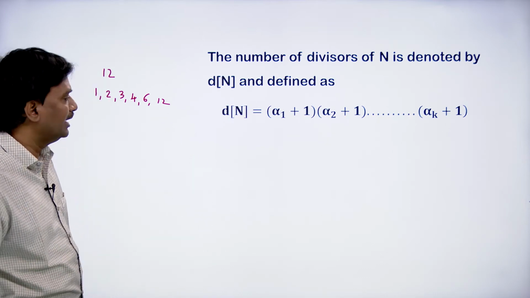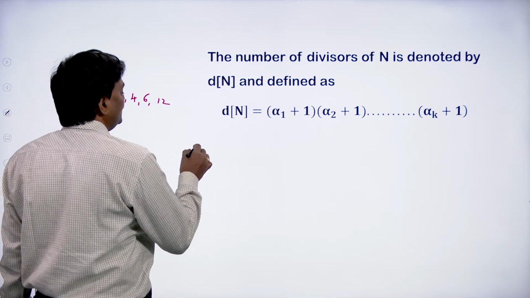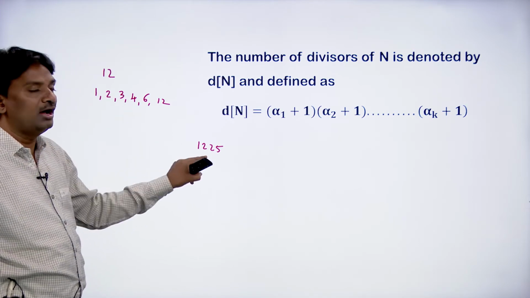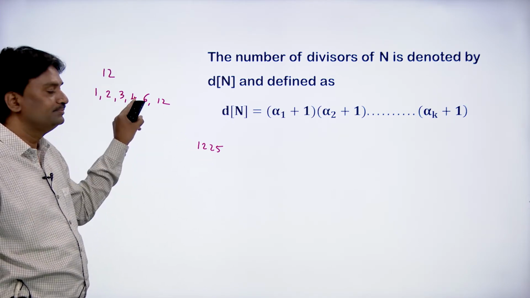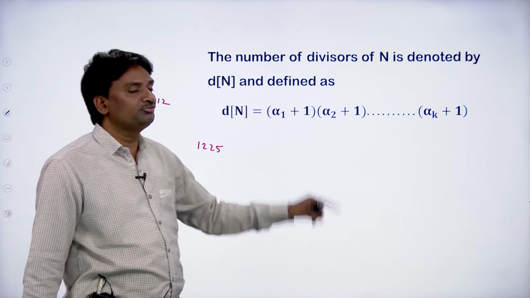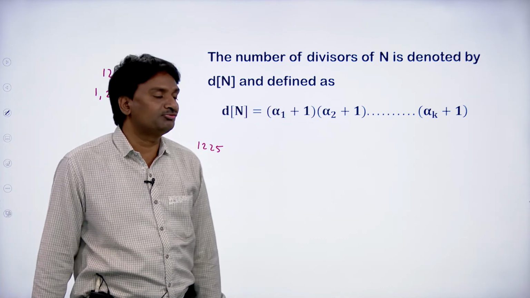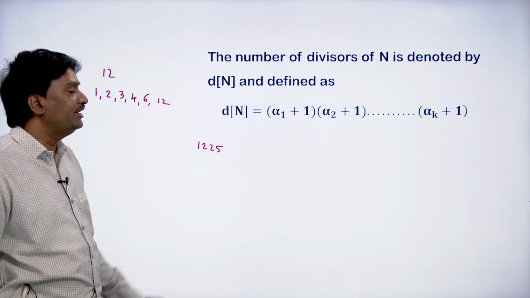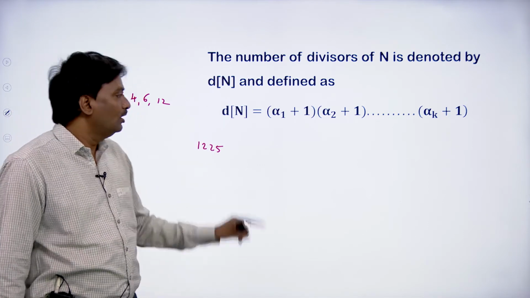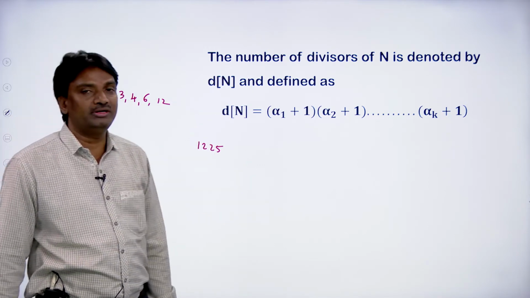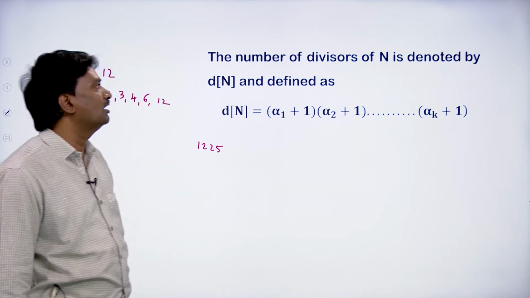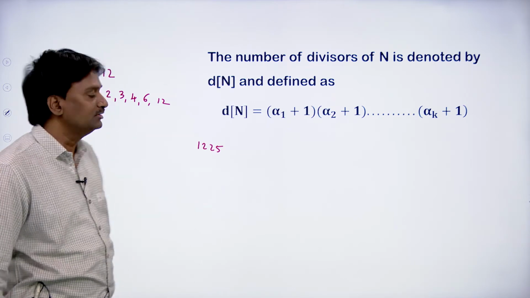If you have a problem like this, what are the divisors of 1225? In this manner, it is not possible to say the number of divisors. So, here we can use this formula. Here the formula is d of n, where n is a natural number. So, in place of n we are taking 12. d of 12 equals (alpha 1 plus 1) into (alpha 2 plus 1) into so on (alpha k plus 1). The number of divisors, how many are there?